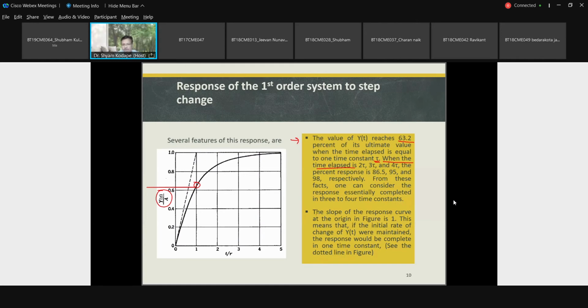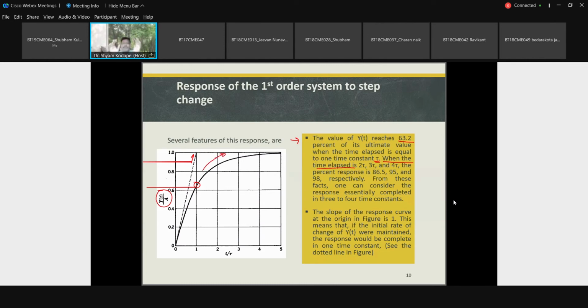Second is the slope of the response curve at the origin in this figure. It means that if the initial rate of change of Yt were maintained, the response would be complete in one time constant. If the response at time t equal to 0 followed the same speed, then it could reach the ultimate change in one time constant. This dotted line represents the same. If the response follows that, it will move in this way, but it is not following that path. It is following this path.